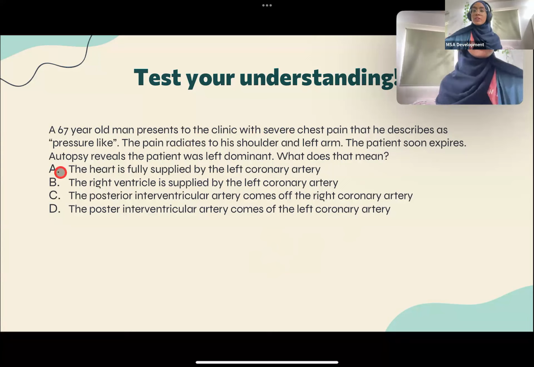So does that mean the heart is fully supplied by the left coronary artery? Does left dominant mean that? No. Does it mean that the right ventricle is supplied by the left coronary artery? No. The posterior interventricular artery comes off the right coronary artery? No. The posterior interventricular artery comes off the left coronary artery? Yes, this is the right answer.